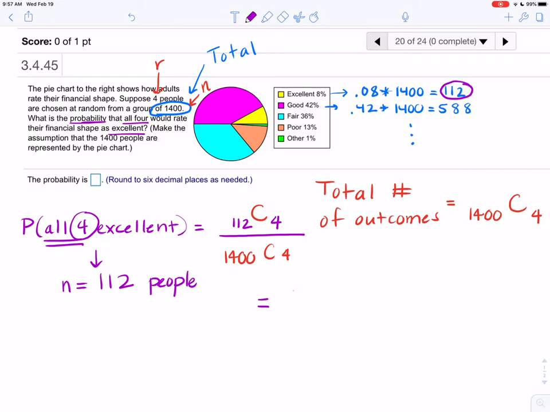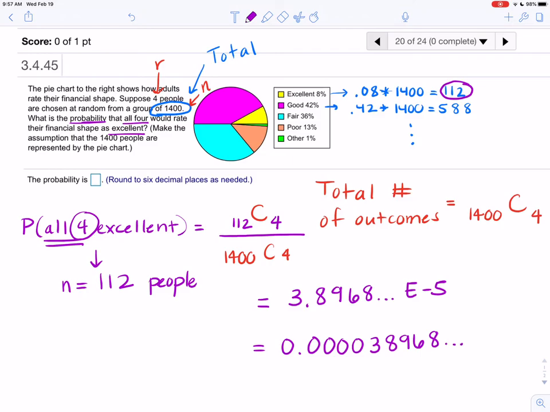All right, this is a small value here because we're talking about a small group, so I'm getting 3.88968, which obviously can't be a probability. It's not between 0 and 1. So I notice I've got this e minus 5. And again, like we talked about in class, this just means we need to move the decimal 5 places to the left. So I'm going to report my answer here, 0.0000, right, once I move that 5 places to the left.